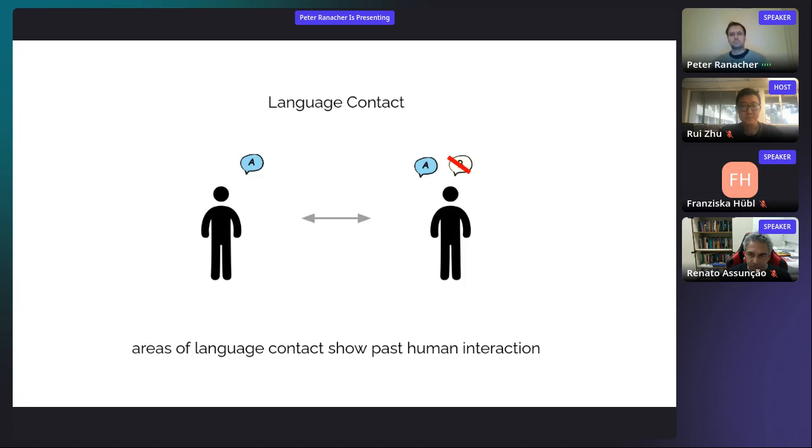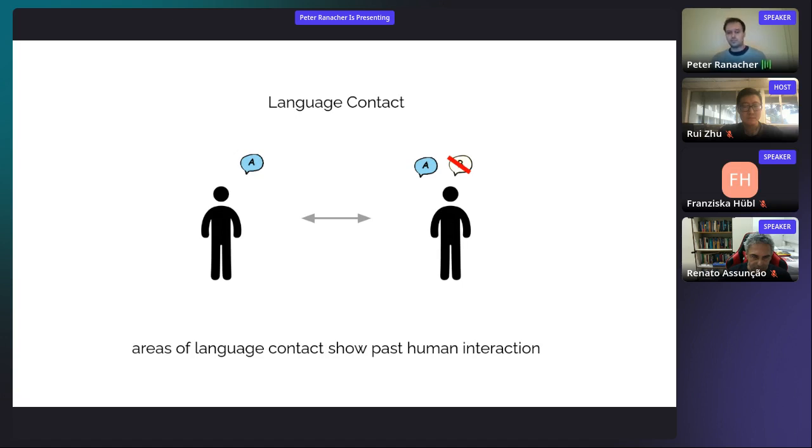Now, there are three important things when it comes to language evolution. First, when it comes to language contact, it not only affects one single feature, but it can affect several different features. So it's not just feature A that you see here that might be affected by language contact, but all sorts of different kinds of features.